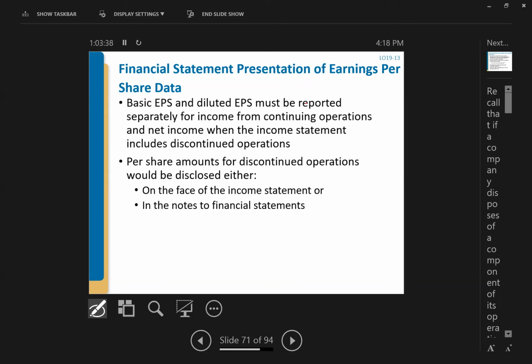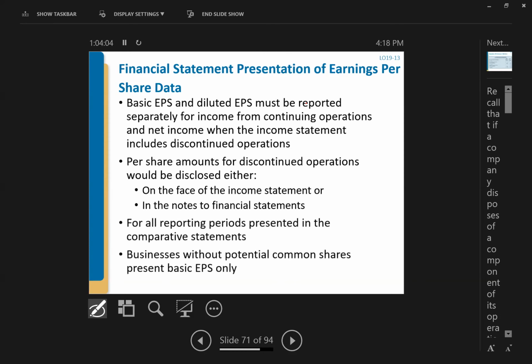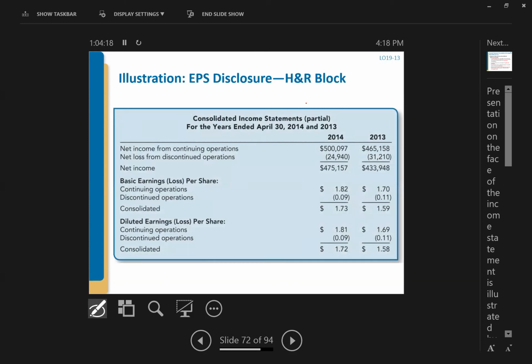Financial presentation on earnings per share: it's at the bottom of the income statement. Basic and diluted earnings per share must be reported separately from income from continuing operations and net income when the income statement includes discontinued operations. Per share amounts for discontinued operations would be disclosed either on the face of the income statement or in the notes of the financial statement. For all reporting periods presented in the comparative statements, businesses without potential common shares present only basic earnings per share. And so here is an example.